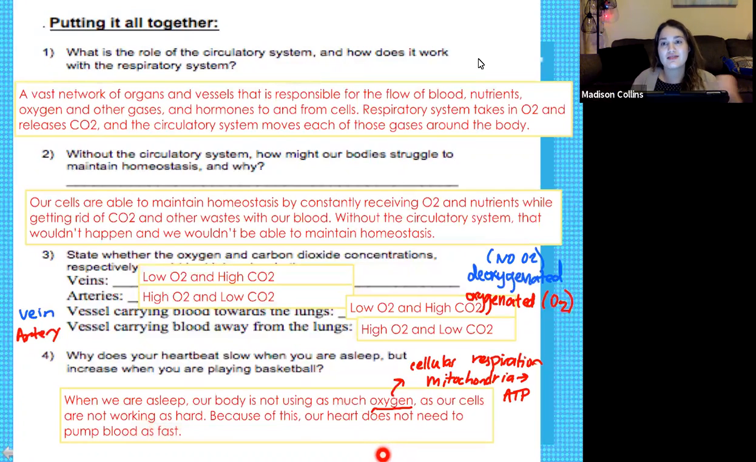You are using a lot of energy. So you're breathing more heavily to get in more oxygen. That oxygen is traveling to your cells, where your mitochondria are producing more ATP.